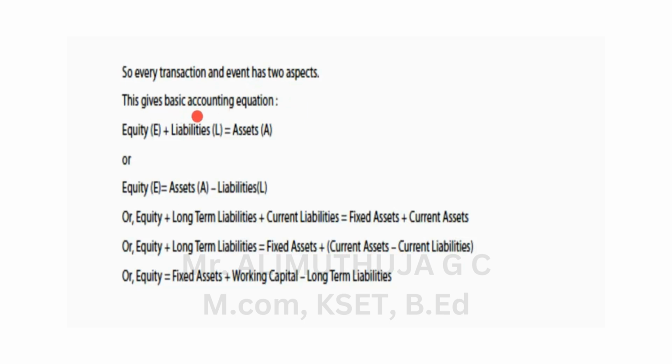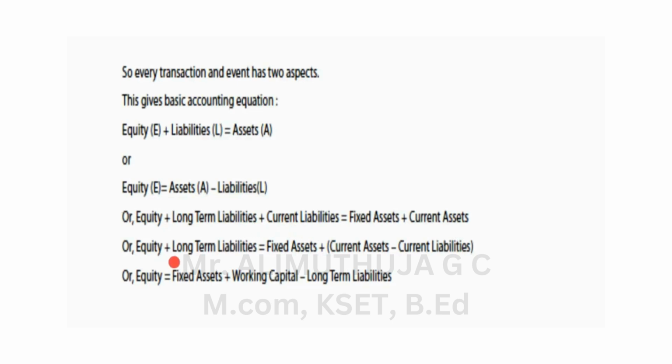So this gives the basic accounting equation. What does it mean? Equity or capital plus liabilities equals assets, or equity equals assets minus liabilities, or equity plus long-term liabilities plus current liabilities equals fixed assets plus current assets. That's what the balance sheet shows. Fixed assets and current assets make total assets; equity plus long-term liabilities plus current liabilities, or liabilities, comes under the liability heading.